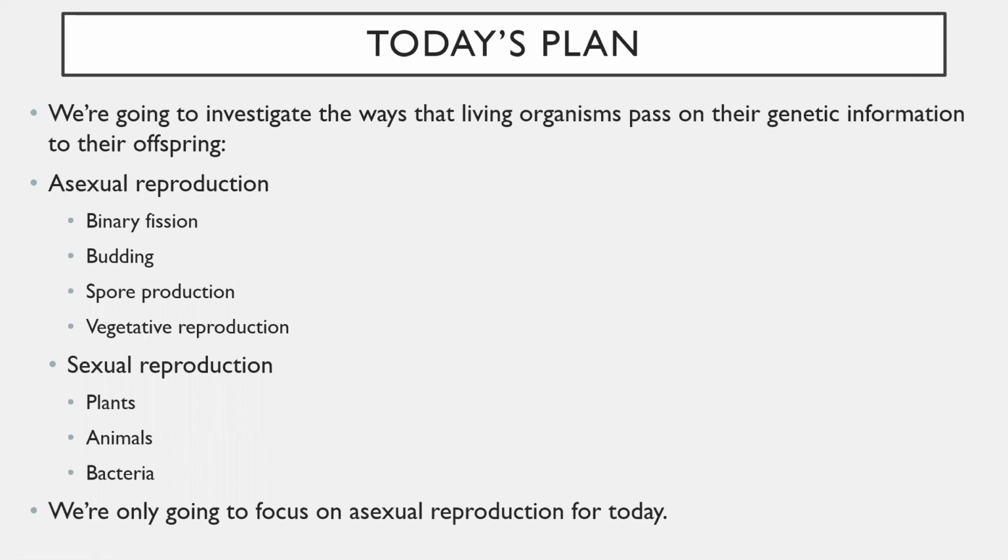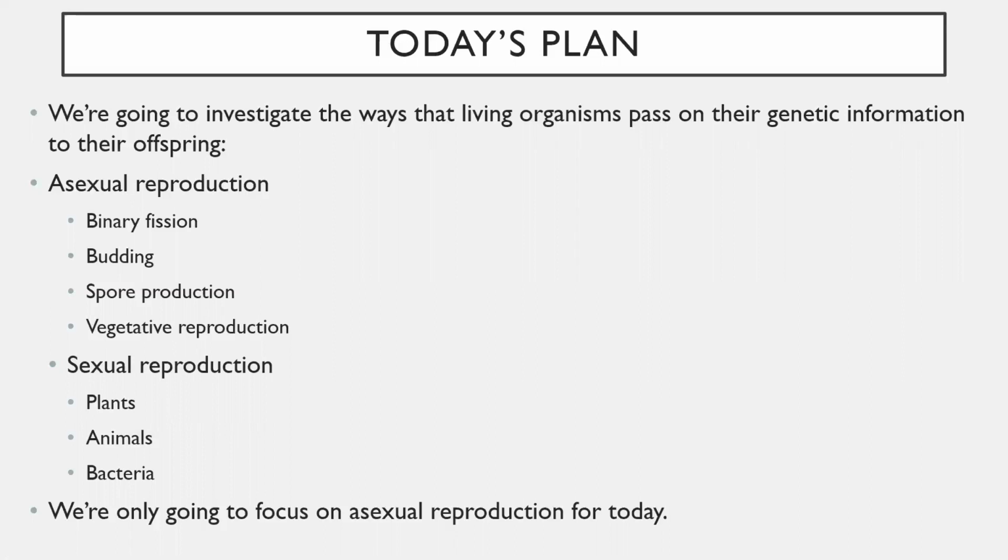offspring. The first one we're going to look at today is asexual reproduction. This is going to cover things like binary fission, budding, spore production, and vegetative reproduction. Some of those things are probably things you've heard of before. We're going to talk about how those mechanisms work, as well as why certain organisms do those things.